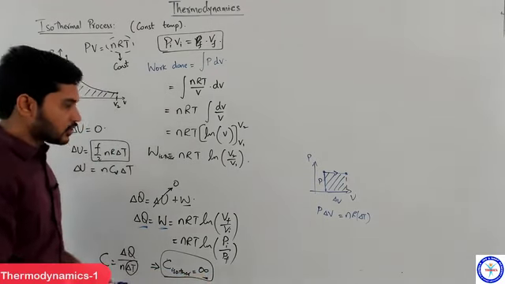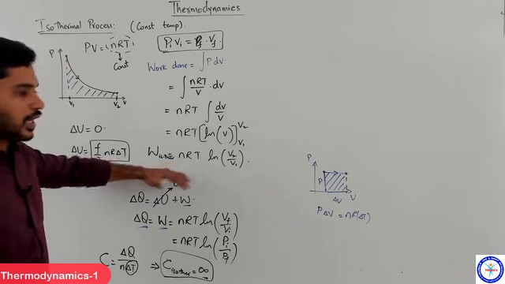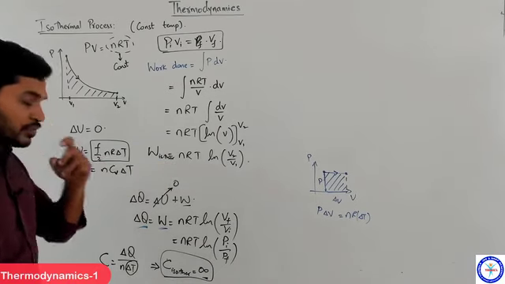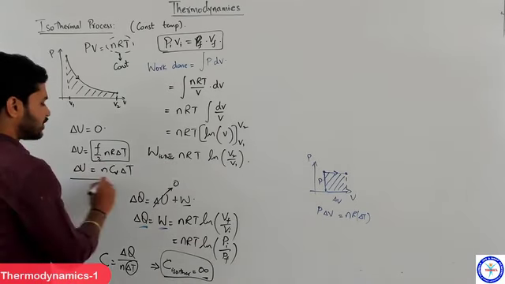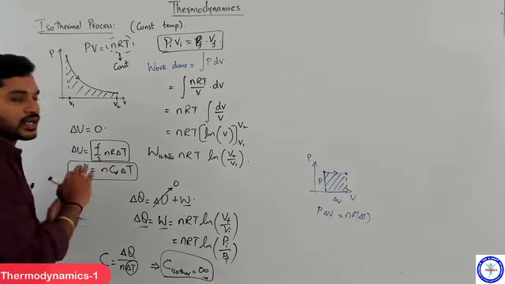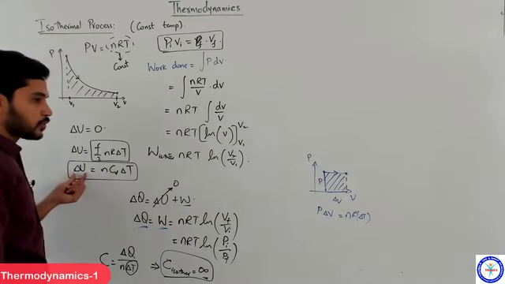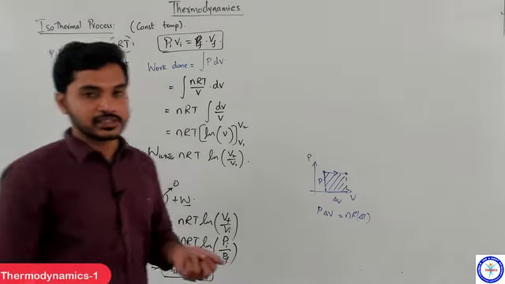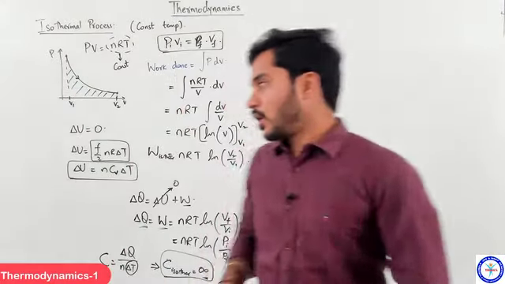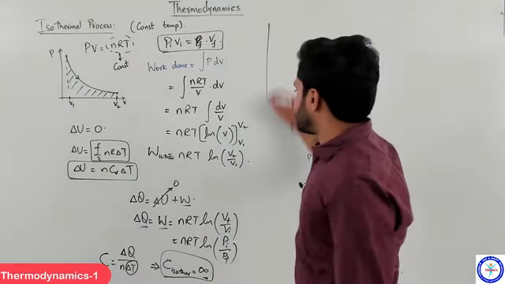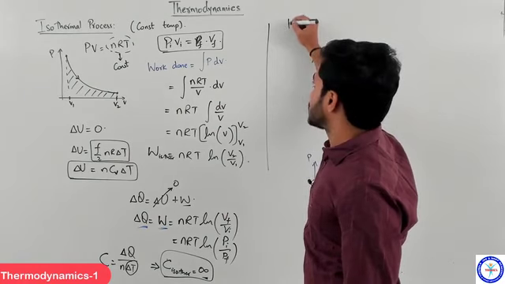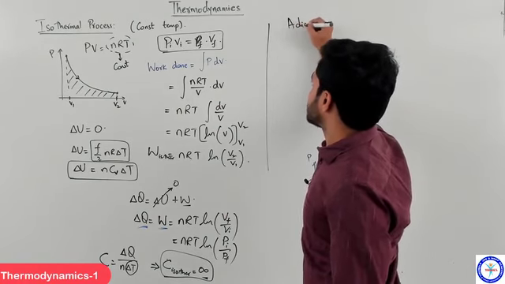Clear, students? So you'll have to definitely remember this nRT ln V2 by V1, and please keep in mind that this nCv delta T can be used for any process for writing the expression for change in internal energy. Clear, students? And now the final process of the standard ones, adiabatic process.